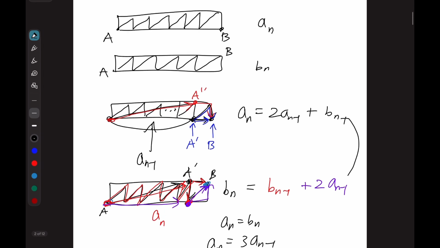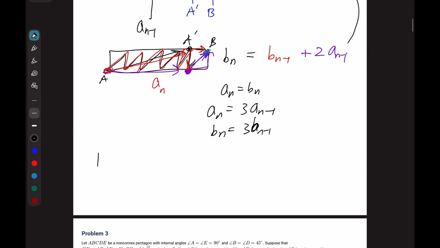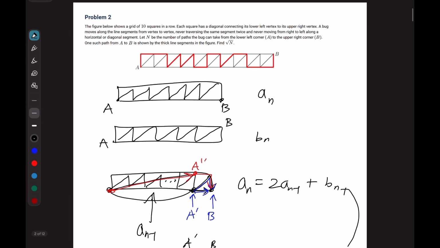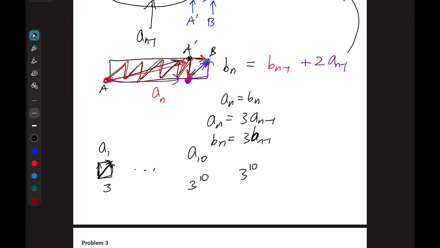Therefore, it is a geometric sequence. A_1 is 1, 2, 3 cases, which means that A_10 equals 3 to the 10th power cases. What we're required to find is the square root of n, so the square root of 3 to the 10th power equals 3 to the 5th power, and this is equal to 243. So the answer is 243.